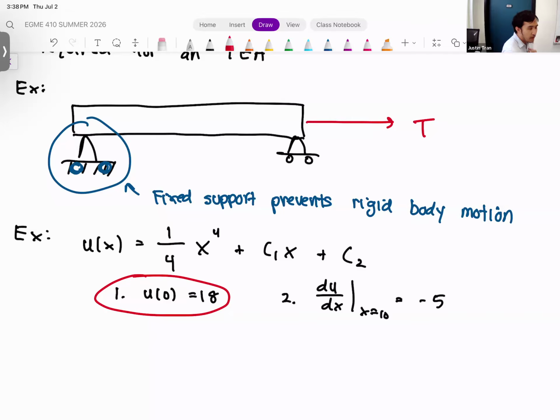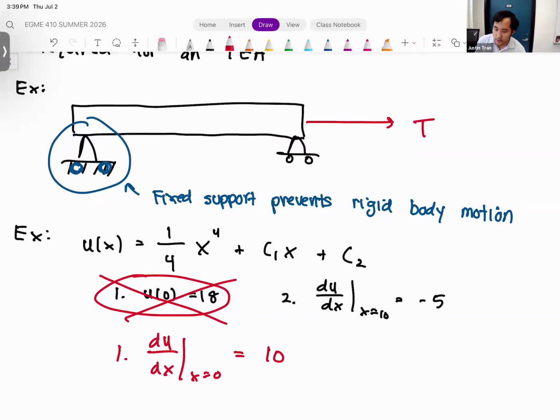But if we were to change this boundary condition, so instead of being a constraint type, what if we change it to a derivative boundary condition instead? What if instead we had du dx at x is equal to 0 is equal to, I don't know, we can say 10. It doesn't really matter what the value is.